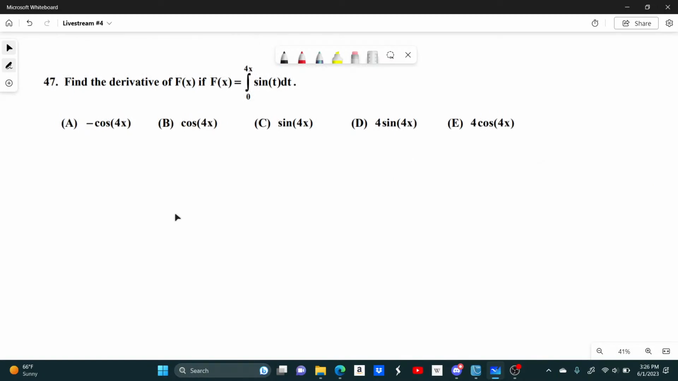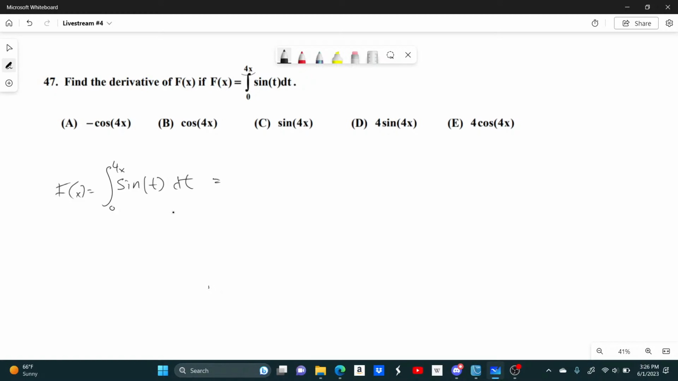Okay, find the derivative of f of x if f of x equals integral from 0 to 4x of sine of t dt. All right, this is an example of the second fundamental theorem of calculus, where it says if you're trying to take the derivative of an integral, all you have to do is the integral and the derivative basically cancel out, and then you have to multiply by the chain. So what that would look like in this case, if f of x equals the integral from 0 to 4x of sine of t dt.